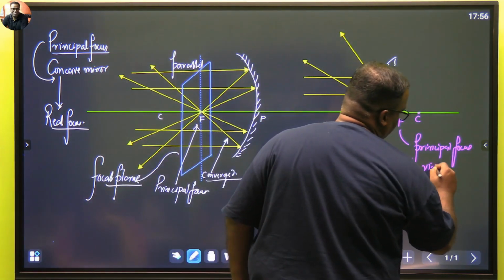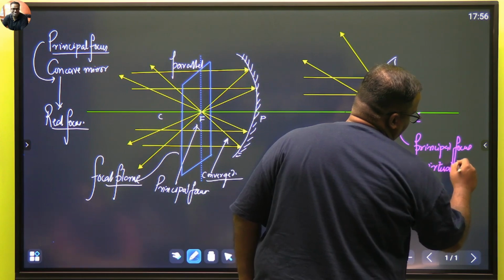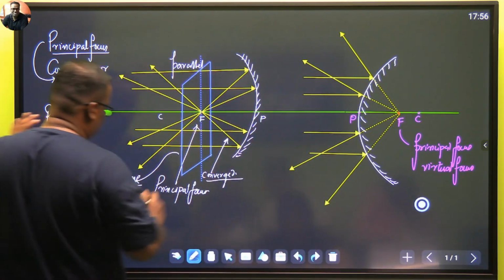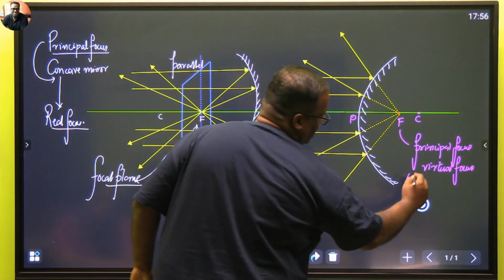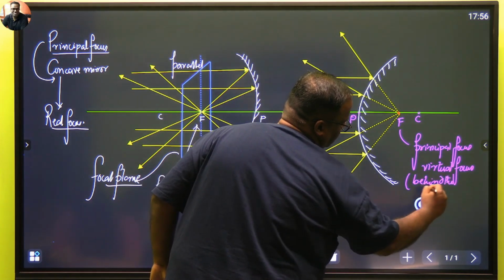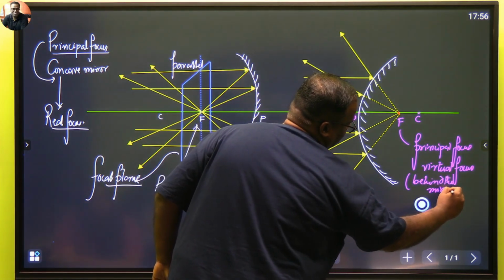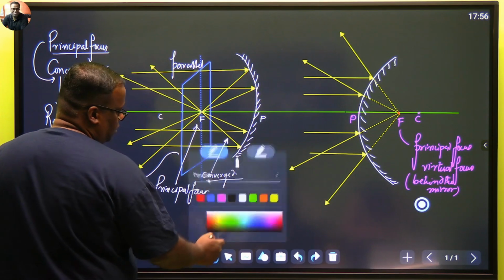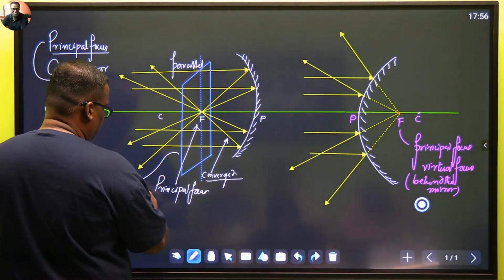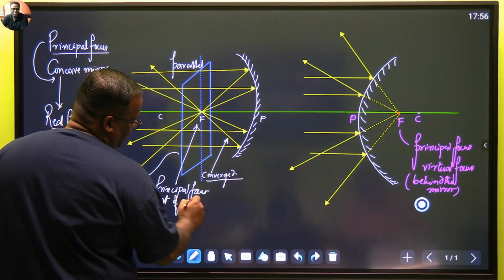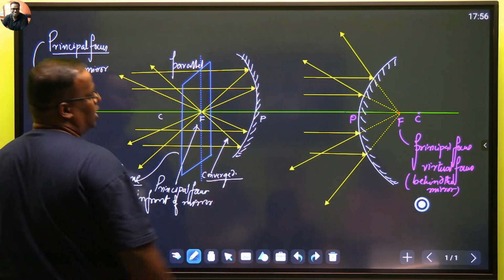ये क्या हो जाएगा? ये हो जाएगा virtual focus, and this focus is always behind the mirror. ये mirror के पीछे है, behind the mirror. And if you look at this particular focus, then this focus is in front of the mirror. In front of mirror. अपने आप आपका concept clear होता जाएगा.